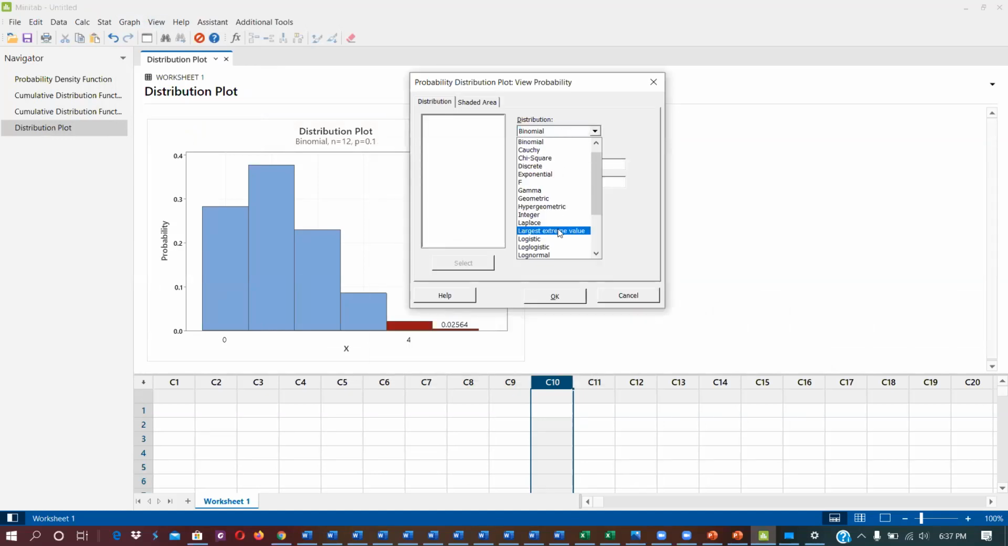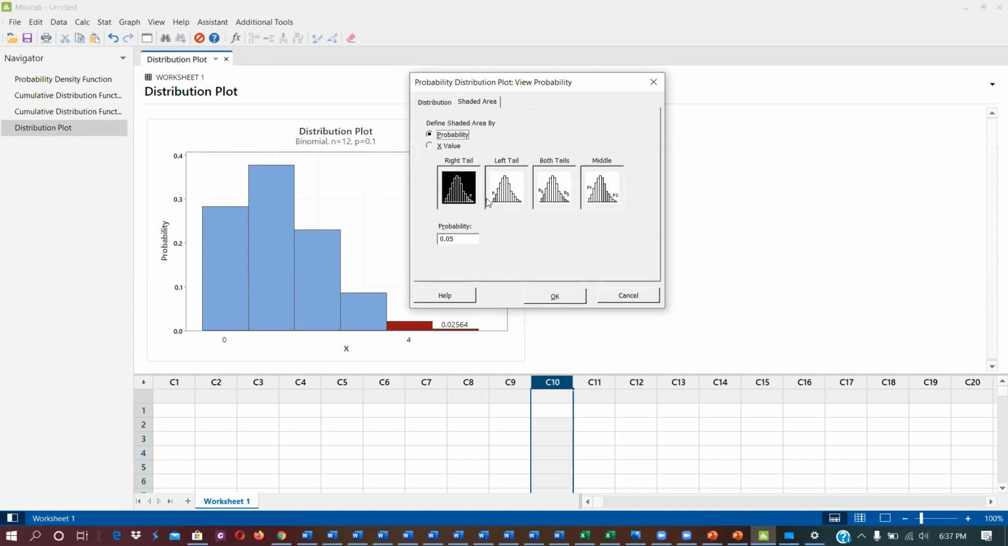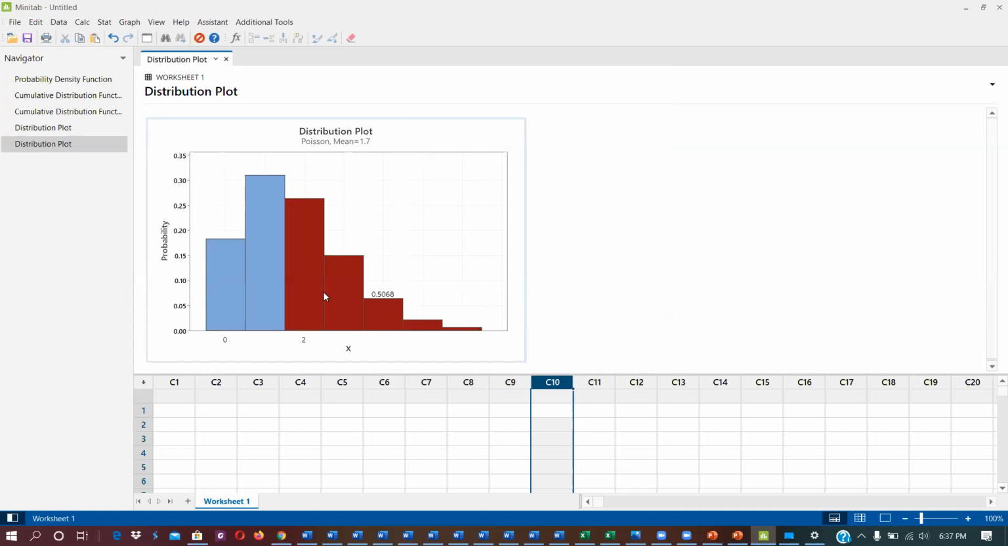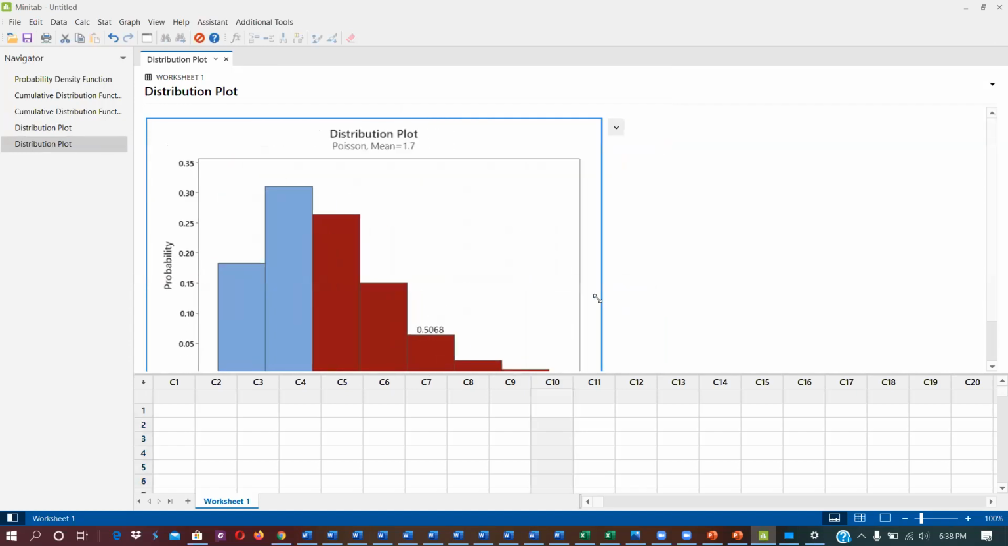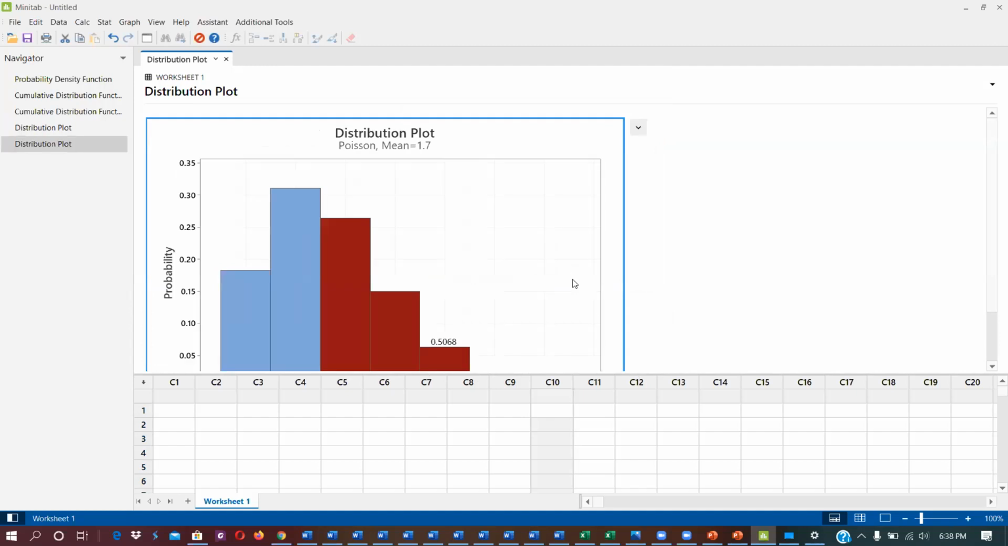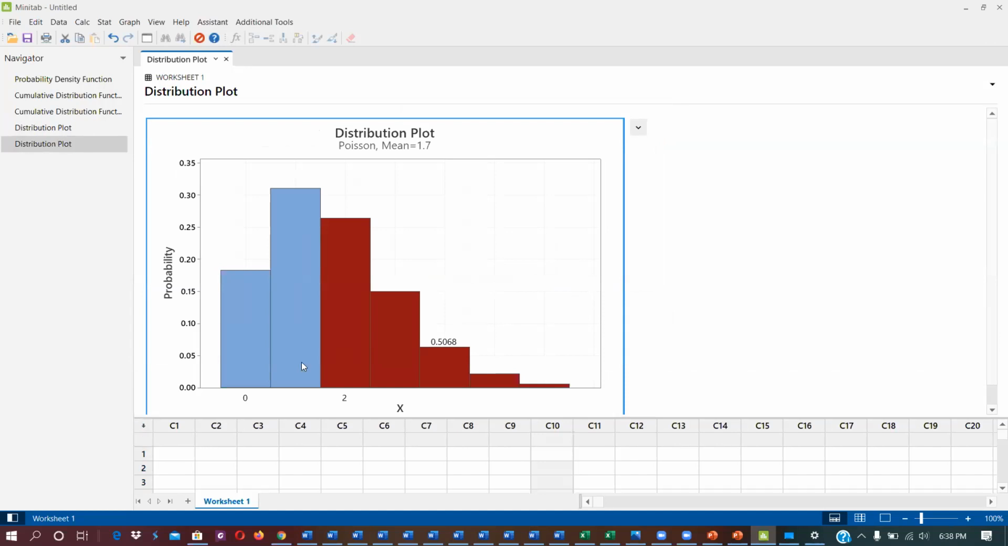I need to go to Poisson here. Mean is 1.7. And what area do I need? I need up to 2. So basically, this is the probability plot for lambda equal to 1.7.